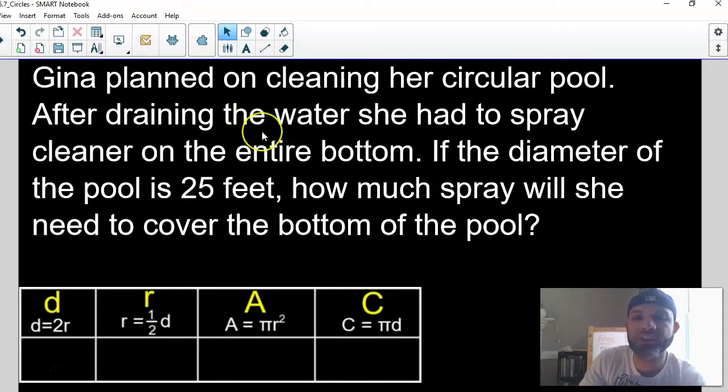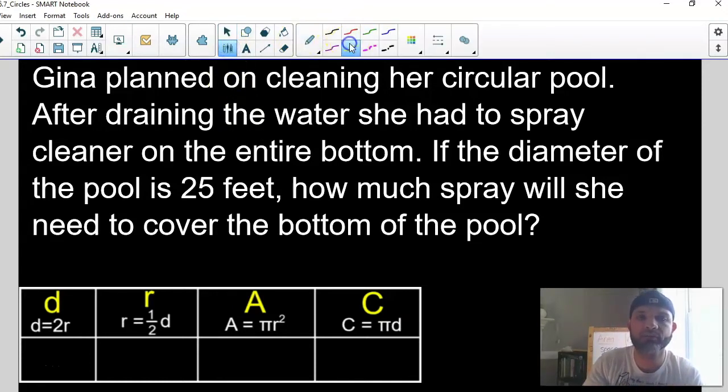So first of all, you've got to read the question. Don't just go circling numbers right off the top. First, read the question carefully, and then use cubes. So the question reads, Gina planned on cleaning her circular pool. After draining the water, she had to spray cleaner on the entire bottom. If the diameter of the pool is 25 feet, how much spray will she need to cover the bottom of the pool?